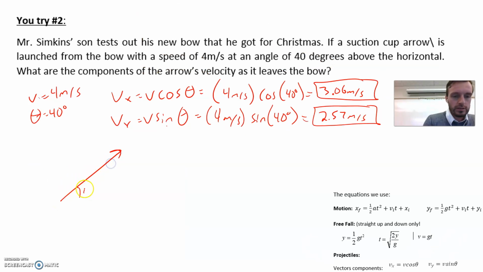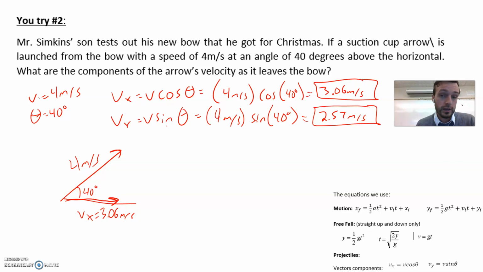At 40 degrees, like this, if you launch at 4 meters per second as the overall velocity, the pieces of your velocity, the Vx piece, the horizontal piece, you're going to be moving 3.06 meters per second horizontally. See how that's a shorter side of our right triangle. And you're going to be moving, it's kind of a crappy drawing, sorry about that, 2.57 meters per second vertically when you leave the launch. So shooting your suction cup arrow just like that.